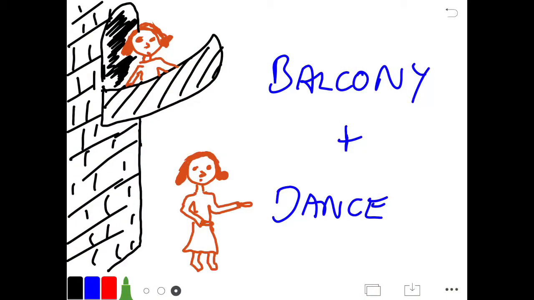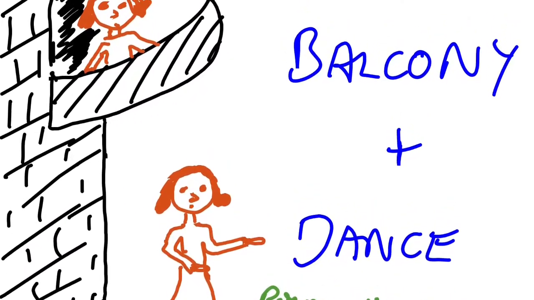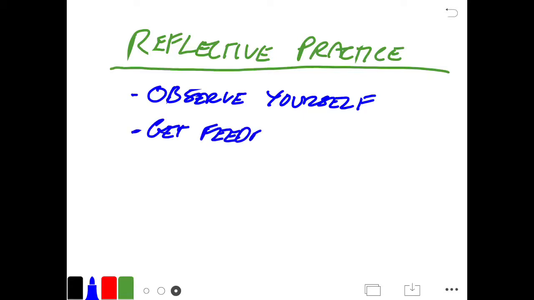Firstly, I'd like to introduce you to this concept called balcony and dance, which actually comes from a Harvard University professor by the name of Ronald Heifetz, who also wrote a book called Leadership Without Easy Answers. It basically says that good leaders are able to get on the balcony and observe themselves while they're in the dance. And that's exactly what we are doing here. We're getting on the balcony with our leadership styles and observing how we are when we're in a dance. So as part of reflective practice, the first thing I encourage you to do is observe yourself. Just over the next week or two, see what you can observe in your behaviours.